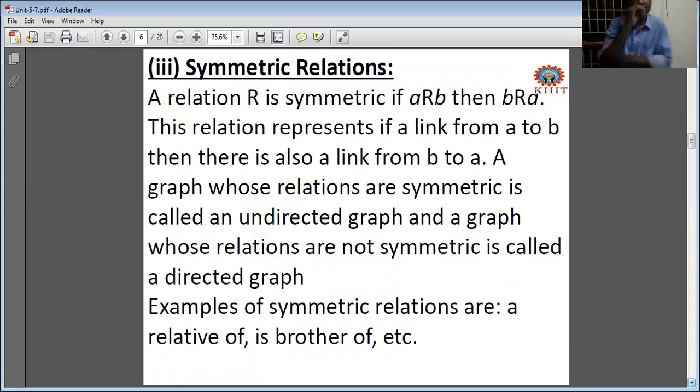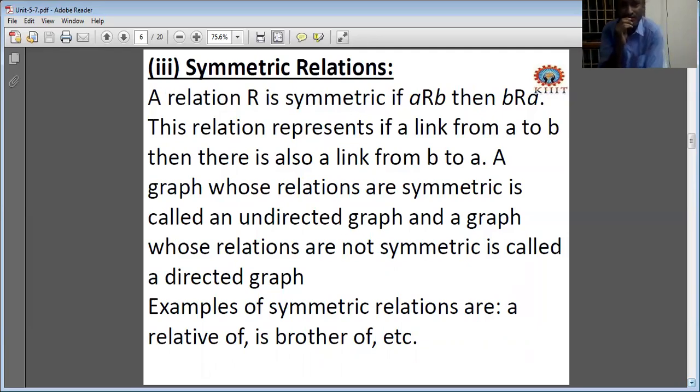Third one is symmetric relation. What is meant by symmetric relation? A relation R is symmetric if A R B, then B R A. That is, A is related to B, then B is related to A. This relation represents that if there is a link from A to B, then there is also a link from B to A.